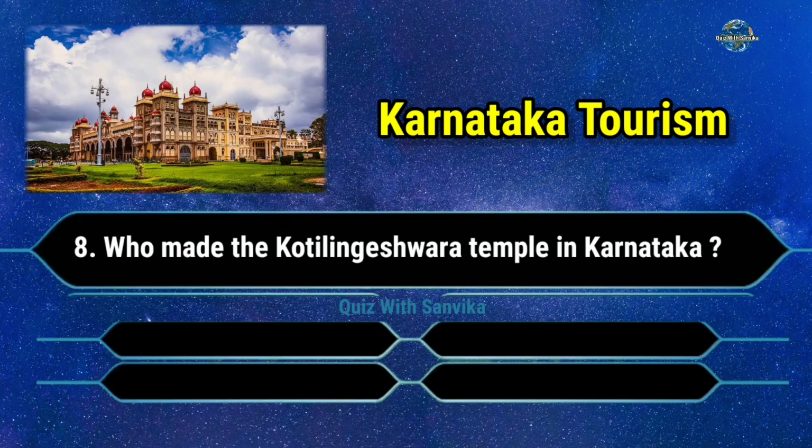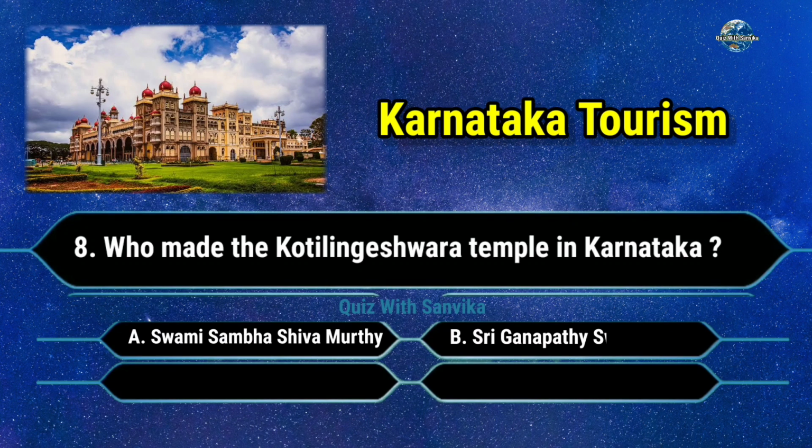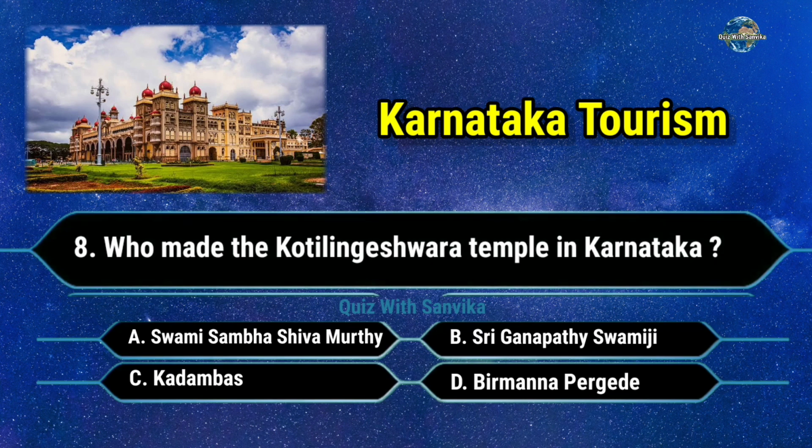Who made the Kotilingeswara temple in Karnataka? Options are A. Swami Sambha Shiva Murthy, B. Sri Ganapati Swamiji, C. Kadambas, and D. Birmanna Pirgit. Answer is A. Swami Sambha Shiva Murthy.